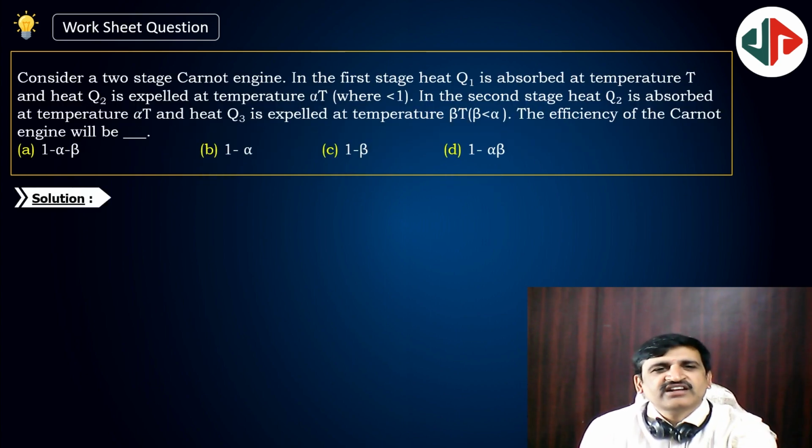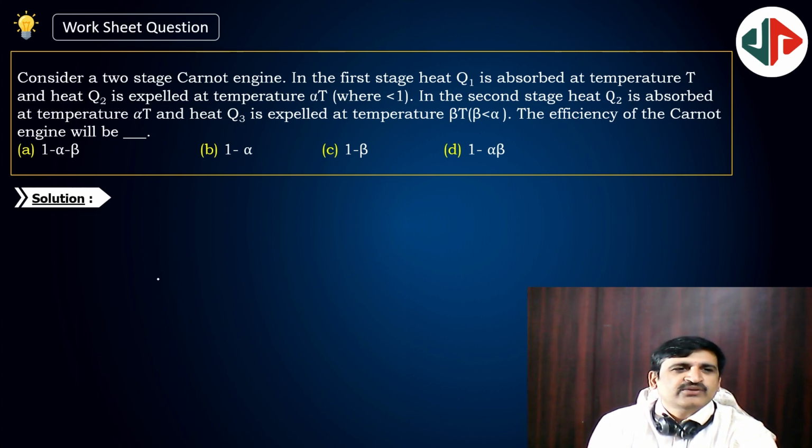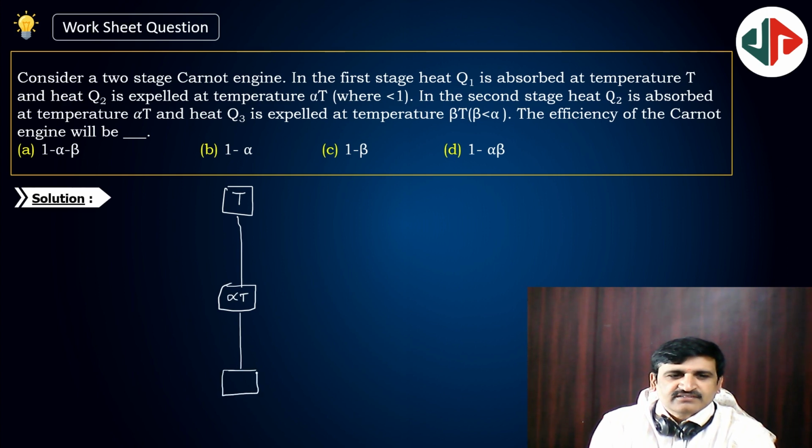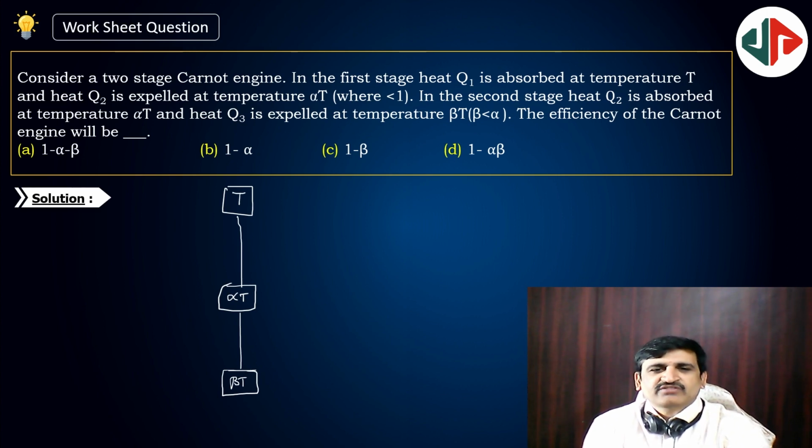Next, consider a two-stage Carnot engine. In the first stage, Q1 is absorbed at temperature T and Q2 is expelled at temperature alpha T. In the second stage, Q2 is absorbed at alpha T and Q3 is expelled at beta T. The efficiency of the Carnot engine with two stages: Q1 is taken in and Q2 rejected, and in the second stage Q2 is taken in and Q3 rejected. Then the efficiency is, you have to write the formula for two stages and couple them.